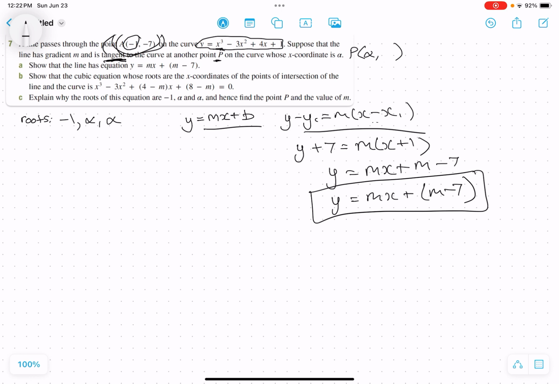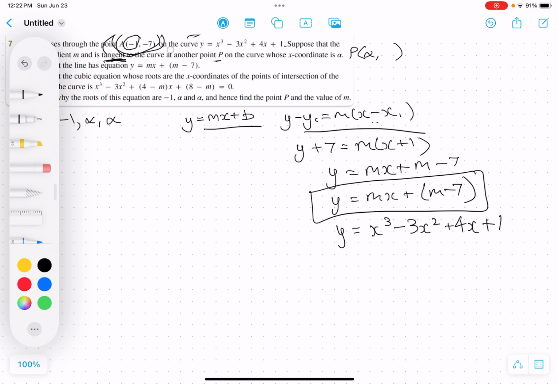a straight line that is crossing the cubic at x equals -1, and it hits it and then bounces off at x equals alpha. So show that the cubic equation, whose roots are the x-coordinates, intersects the curve at that point. Remember this line and the cubic are intersecting, or in the case of x equals alpha, bouncing, so tangent to.